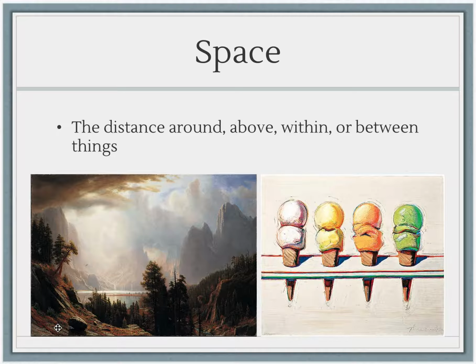We can also talk about space with landscape paintings. The foreground is in the front. How much space is between the foreground, the middle ground, which is in the middle, and then the background, which is the stuff in the back? Is there a wide sense of depth? Like this feels like it could be a quarter of a mile deep, but this has very flat space because we really only see the ice cream cones.